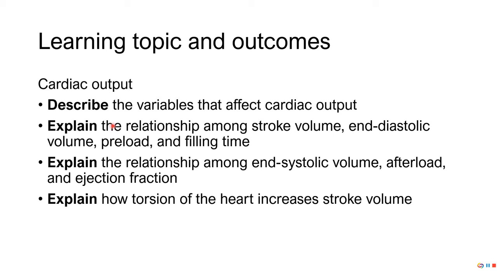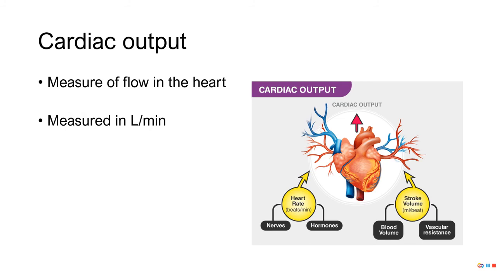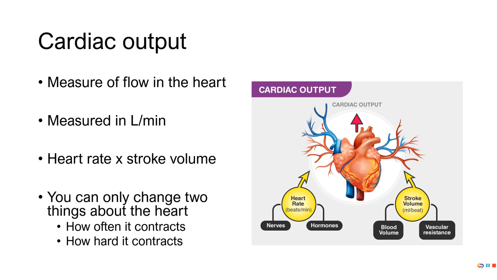Okay, so cardiac output, what is it? Well, it's a measure of flow in the heart. Remember, flow is volume per time. So normally it's liters per minute. Okay, to calculate it, it's heart rate times stroke volume. All right, remember, with the heart, you can only change 2 things. You can change how often it contracts and how hard it contracts.